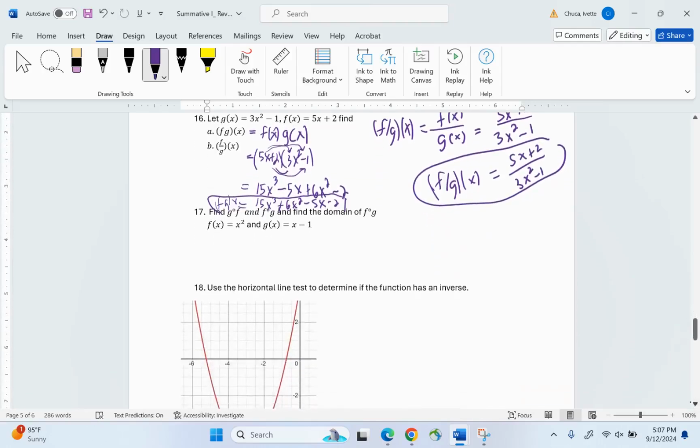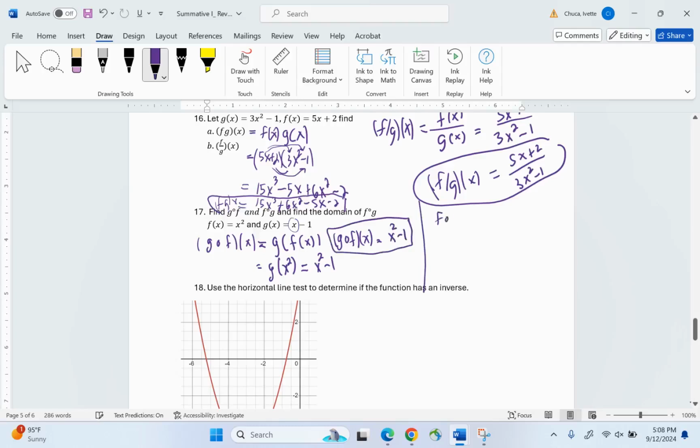Number 17, find g of f and f of g, and then find the domain. So let's do the first one. So g composed of f is the same as g of f of x. Okay, so in our information, f of x is x squared. And so now we're going to take x squared and plug it in for the x in g. So here's an x, so I'm going to plug in x squared minus 1. There's nothing else that I can do to simplify. So my composition g of f of x is going to be x squared minus 1.